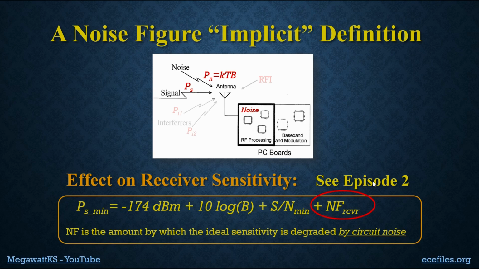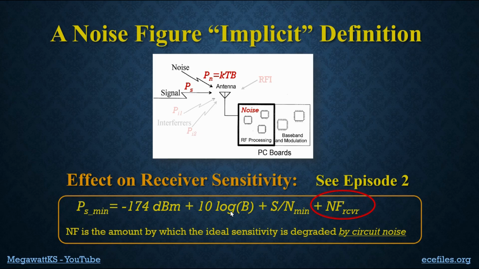And so in episode 2, we actually derived this equation. It says that the minimum signal that you can receive well is equal to minus 174 dBm plus 10 log of the bandwidth of the signal, plus the signal to noise minimum that you need to receive it well, and that depends on the modulation type, typically maybe 10, 15 dB. But it also says plus noise figure of the overall receiver. So the ideal sensitivity is all of this without the noise figure, and then the noise figure degrades it.